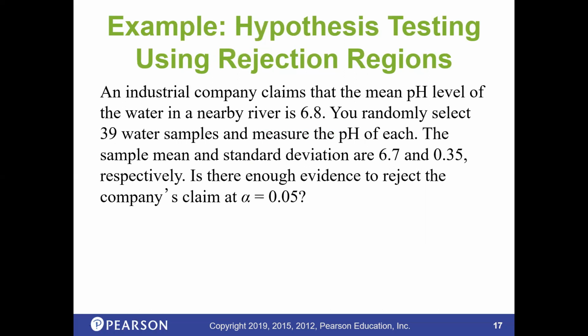So this one's going to be more like an equal to, right? The company is claiming that the river's pH is actually equal to 6.8. So to me, that looks like a two-tailed test. Does that make sense to you guys? Okay, so H naught is the one that holds the equal.